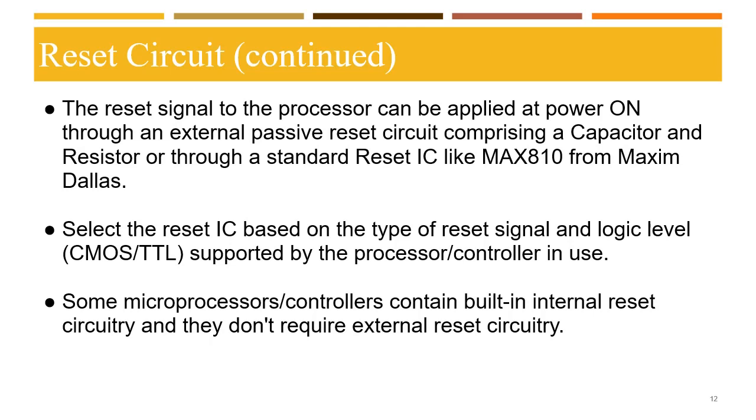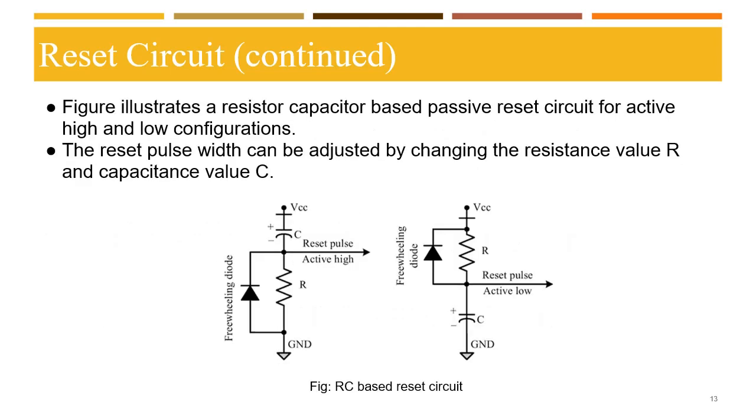Some microprocessors and controllers contain a built-in internal reset circuit, while others may require external reset circuits. The figure below illustrates a resistor-capacitor based passive reset circuit for active high and active low configurations. If you want to change the reset pulse width, you can adjust it by changing the values of R and C.